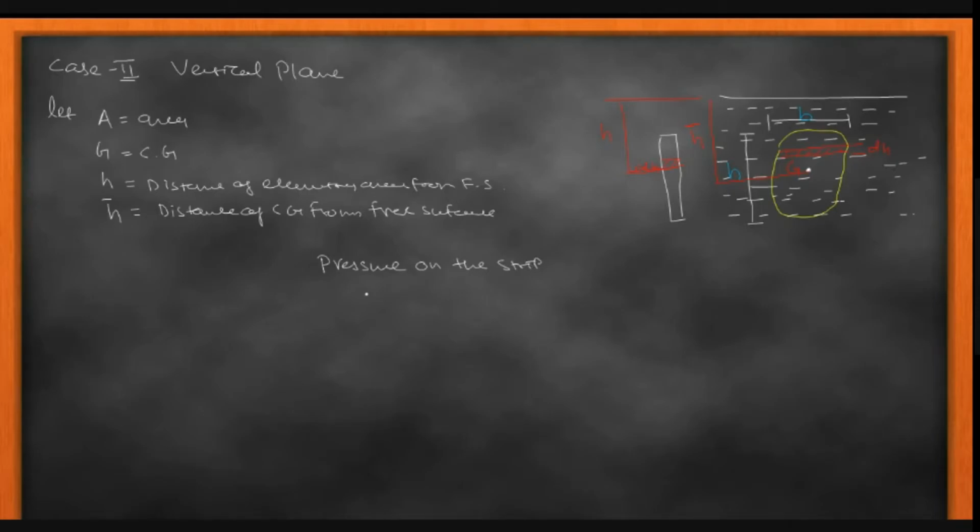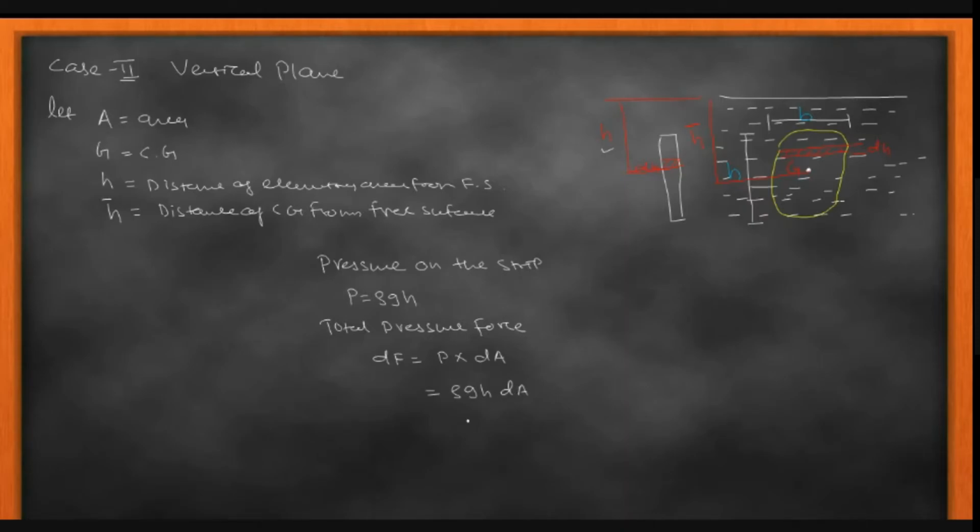So the pressure on the strip, P, equals rho g H, because this strip is at height H from the free surface. Then we consider the total pressure force, which we call dF, equal to P into the area, and the area of the strip is dA. Now we put in the value of P, that is rho g H into dA.